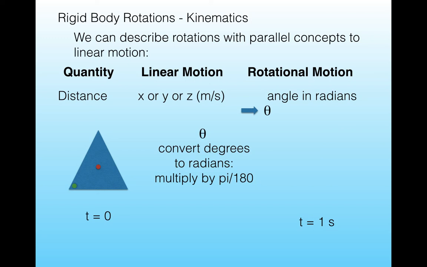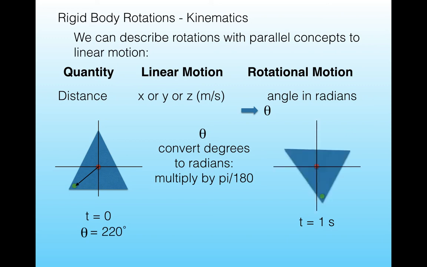So let's say at time equals 0, the object looks like this. In order to figure out what the angle for that green fiducial marker is, we need to figure out where it's located with respect to the x and y axes. In this case, the angle is 220 degrees. If we take the same object and we now rotate it, and it rotates 1 second later by some amount, we can measure the new angle. In this case, it's 280 degrees. Again, we can use degrees as long as we make sure we convert to radians. If you multiply 220 times pi and divide by 180, you get 3.84 radians, and for 280 you get 4.89 radians.